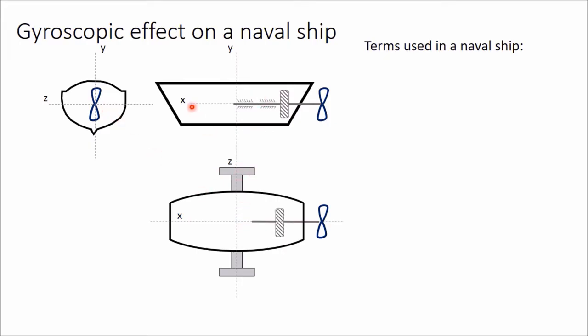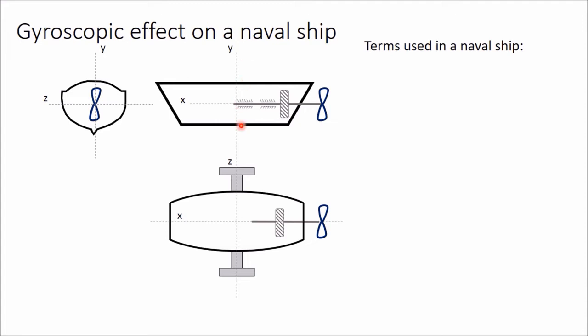Now there are three axes: x-axis, about which these rotating parts, this is the propeller of the ship, and these are other rotating parts like turbine blades, are spinning about the x-axis. Now this is the y-axis, and the z-axis is shown as a point here in front view.